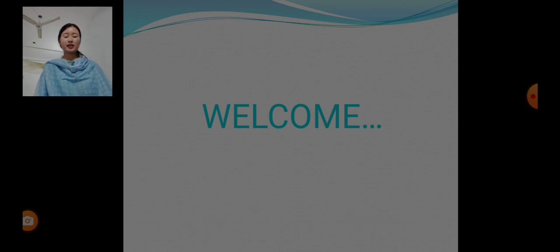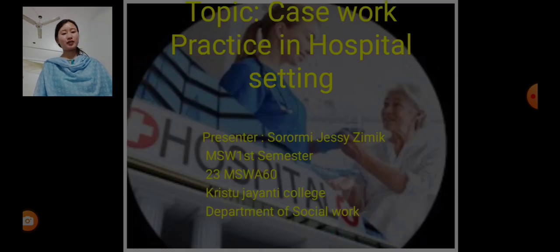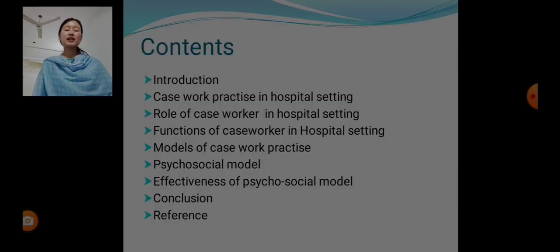Today we'll be discussing the topic casework practice in hospital setting. These are the contents and the subtopics which we'll be discussing today: the introduction of social casework practice in hospital setting, role of casework in hospital setting, functions of casework in hospital setting, models of casework practice, psychosocial model, effectiveness of psychosocial model, conclusion and reference.